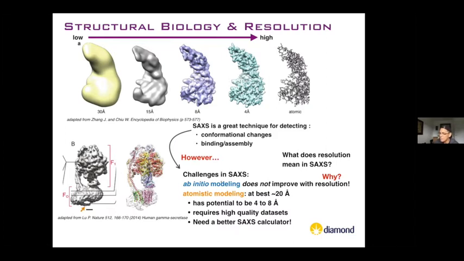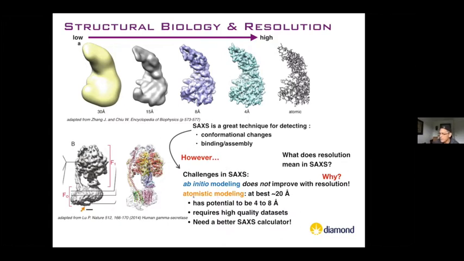And then atomistic modeling has the same problem. At best, you might get a 20 Å resolution, even though you're fitting in an atomistic modeling. What we mean by that is that if you take a whole bunch of models and fit them to the SAXS data, you'll have a lot of answers which describe the SAXS data, but they could vary quite significantly.